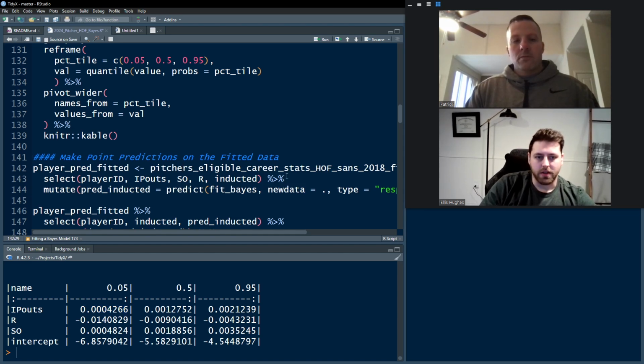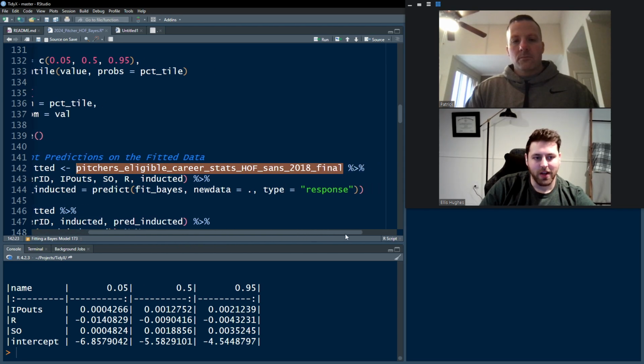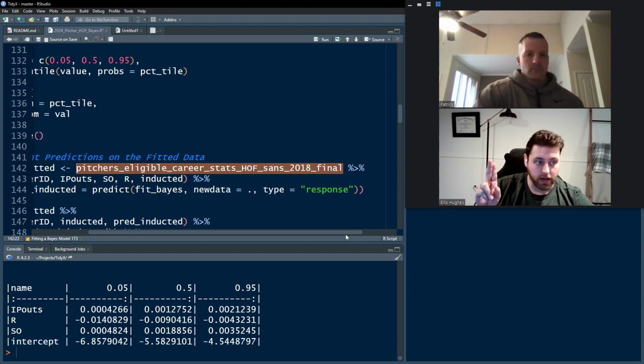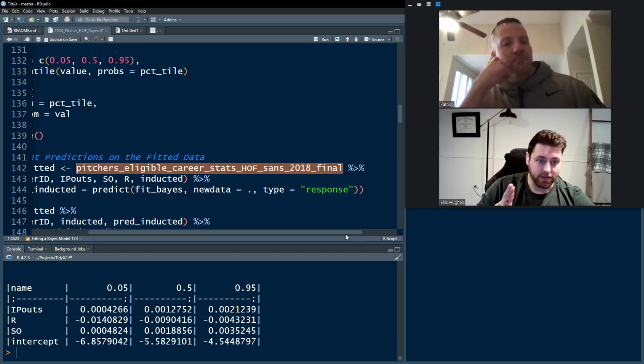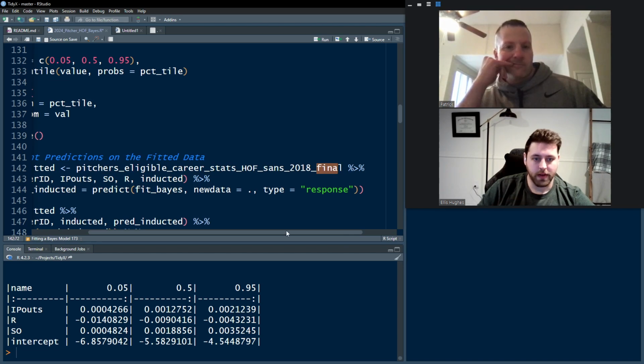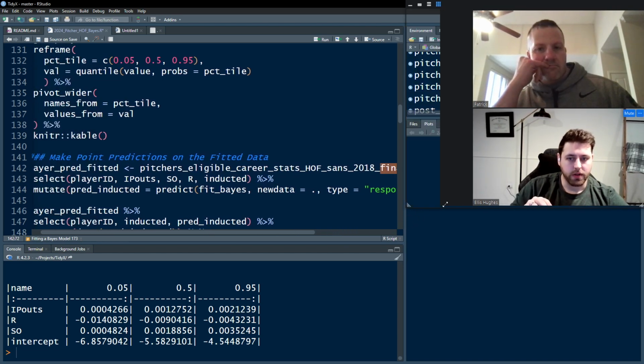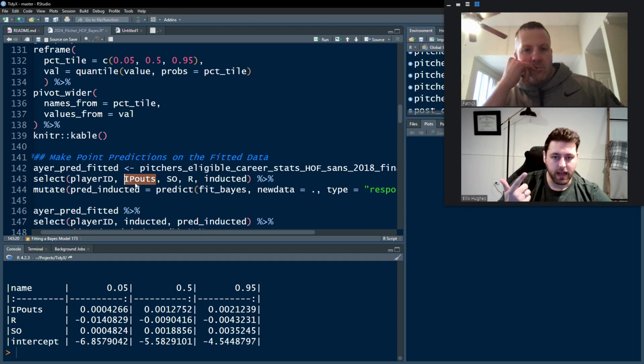So what we're going to do is take pitchers eligible stats Hall of Fame Sands 2018 final, which, if you remember from last week, is all the pitchers that we have all their data for and who either got in or are no longer eligible to get into the Hall of Fame. That's why it's final, right? And now we can compare against a source of truth. So we're going to select player ID, IP outs, strikeouts, runs, and inducted, with inducted being the source of truth.